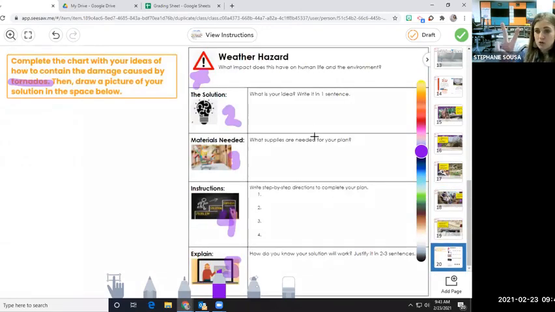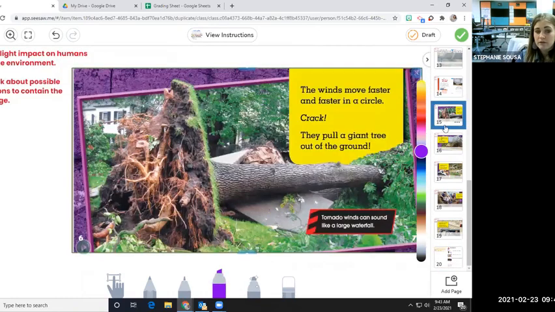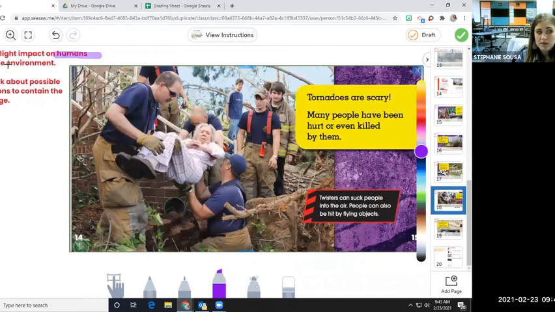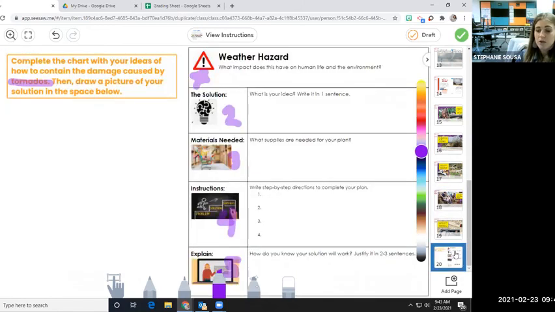I am taking 2 grades on this. The first grade is a reading grade. I am going to look at the information that you highlight, and I'm going to see if it is about humans and the environment. That's going to be a comprehension grade. The second grade that I am taking is for science. Are you able to come up with a possible solution? So 2 grades on this today. What are you highlighting? And the solution that you are creating. That is your task for today.